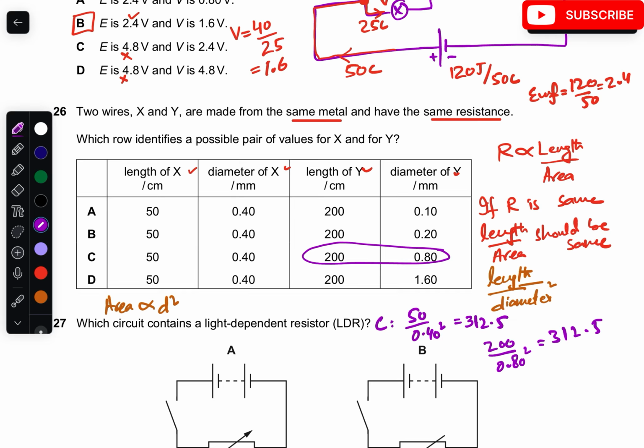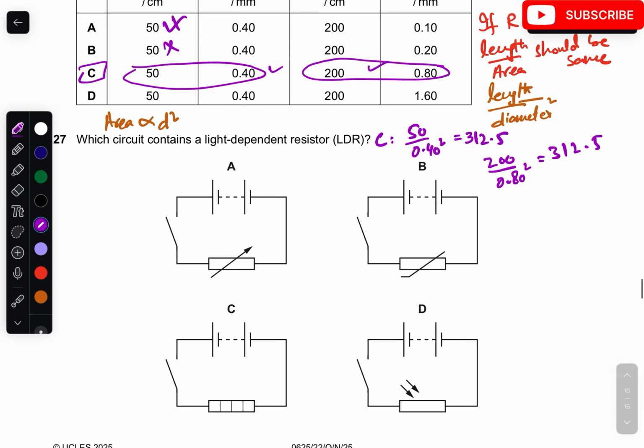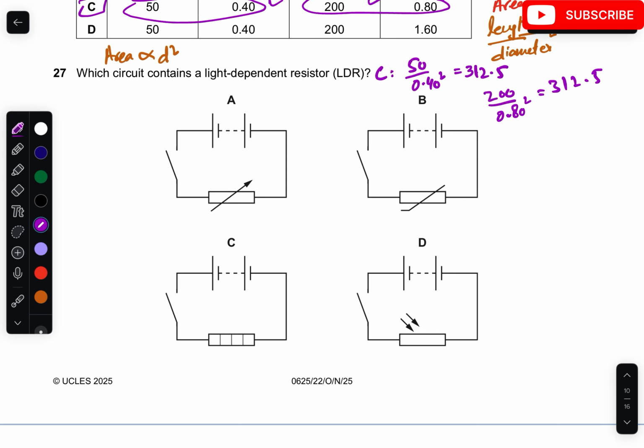So you can check it like this, taking the ratios and checking them one by one. This will not be equal, this will not be equal. See, the ratio of this and the ratio of this will be equal. Don't forget to square the diameter. It's option C. In question 27, which circuit contains a light dependent resistor, LDR? It's option D. This is the LDR.